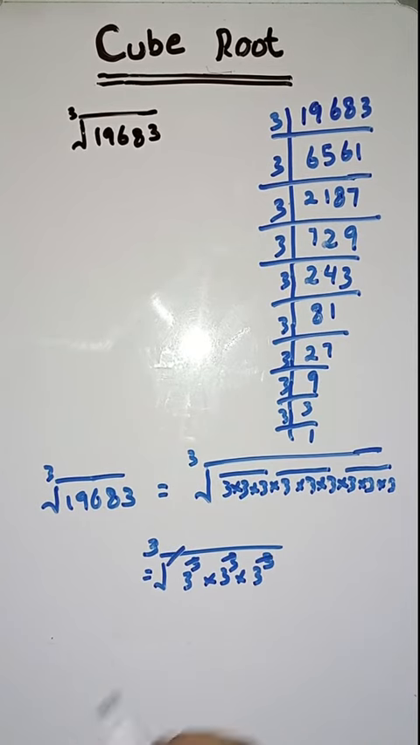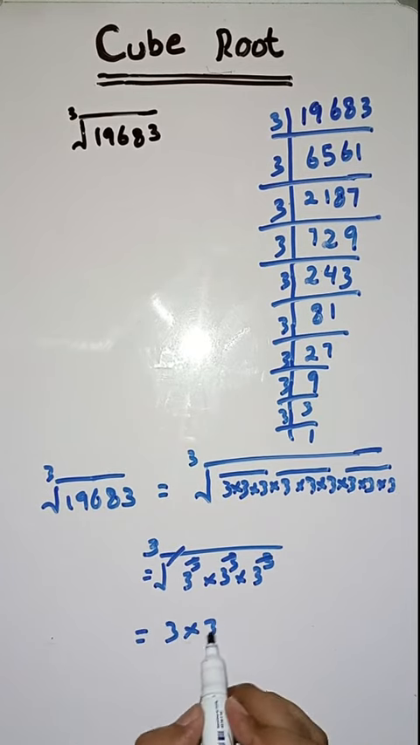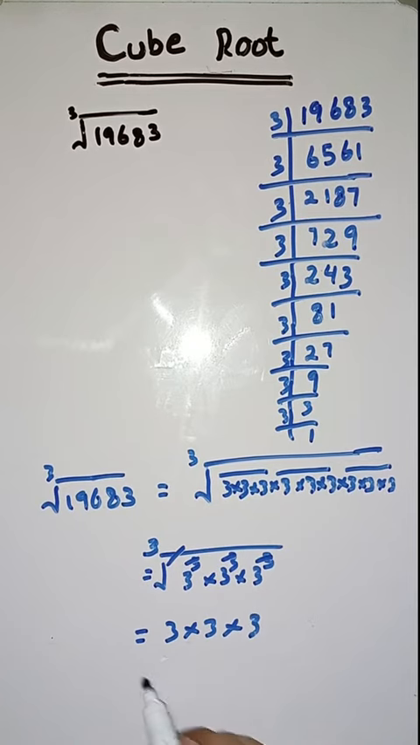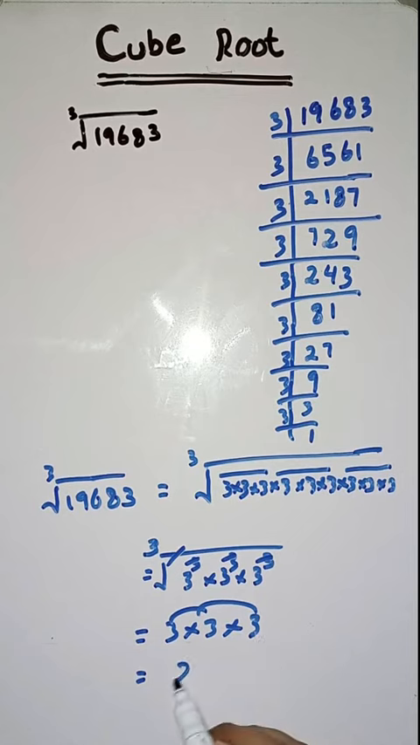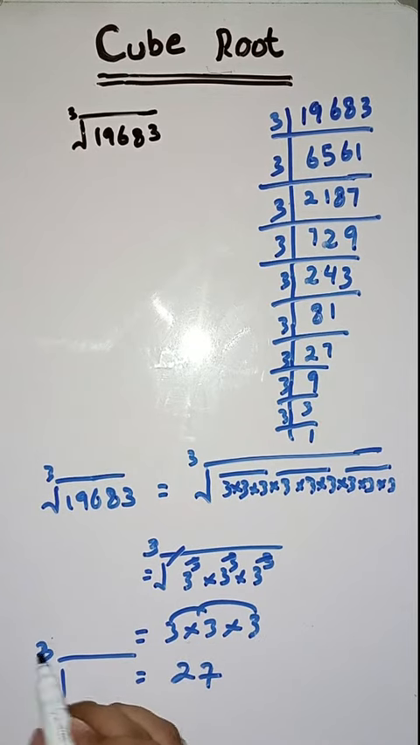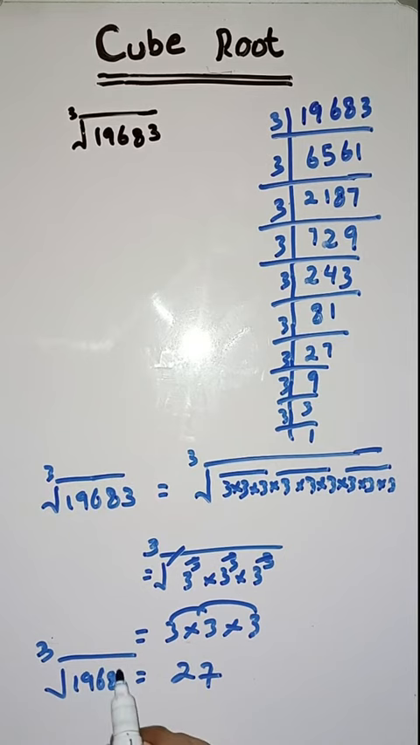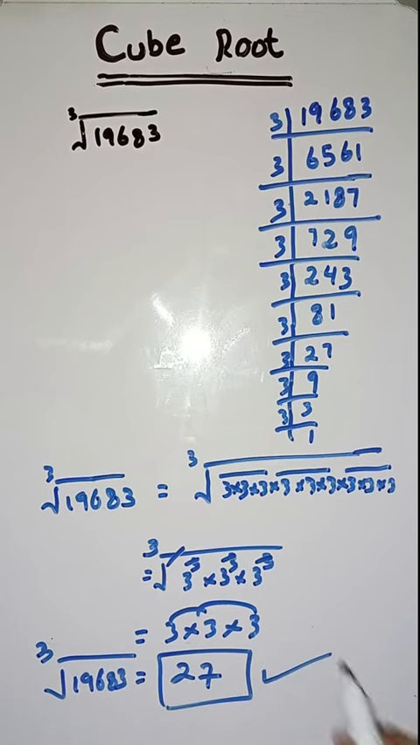These powers and cube root will cancel. We are left with 3 into 3 into 3. So we have to multiply these: 3 into 3, 9. 9 into 3, 27. So students, cube root of 19683 is equal to 27. Hopefully students, you get the point.